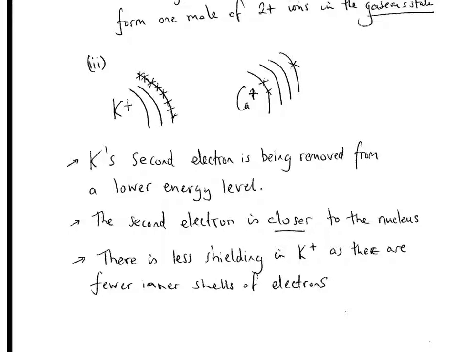The reason is the second electron is closer to the nucleus in K. Harder to remove an electron, greater energy. There is less shielding in K+, as there are fewer inner shells of electrons, 2 for K+, 3 for calcium+.